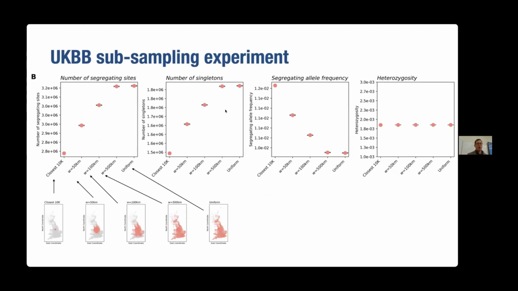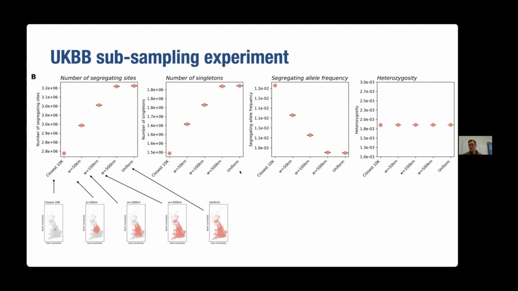As we go to uniform sampling, we get more segregating sites, from the closest to the most uniform. The number of singletons goes up, the allele frequencies go down, the heterozygosity stays about the same. So the theory is really guiding us well. And here we can start to get a sense of how much these drops or increases are, and how that might impact power.